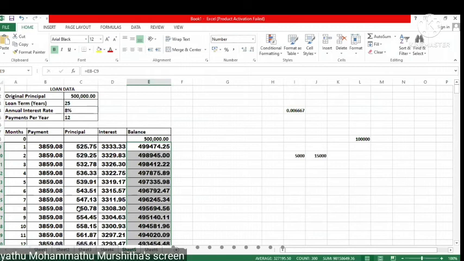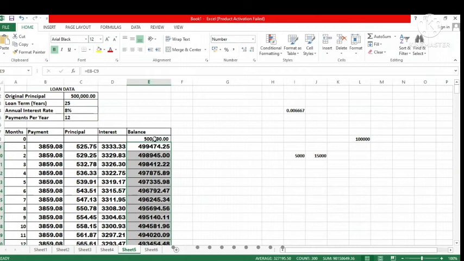When you look here, as we go down, is the principal amount increasing or decreasing? Increasing. Is interest increasing or decreasing? Decreasing. Why is interest decreasing? Because again and again I am settling the loan amount, so the loan balance is decreasing.